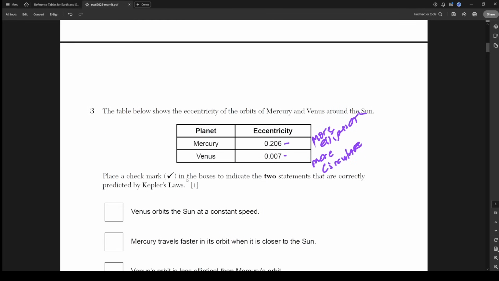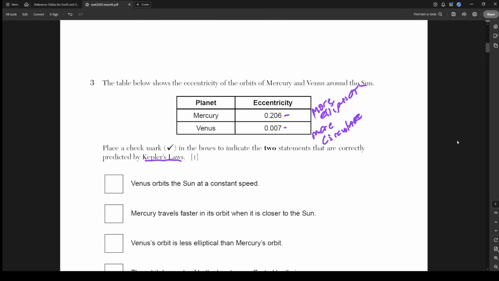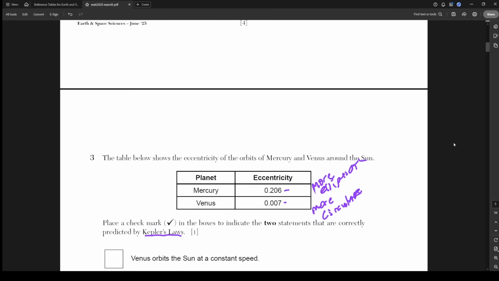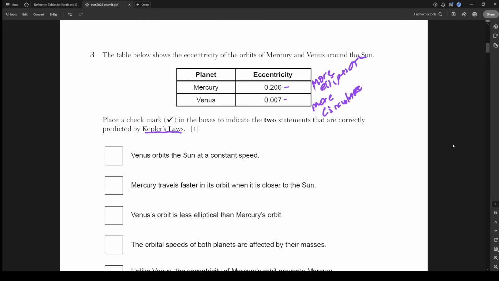Place a check mark in the boxes to indicate the 2 statements that are correctly predicted by Kepler's laws. Okay, so remember, Kepler has 3 laws. The first law is all planets travel in ellipses. The second law is that the planet gets faster as it approaches the sun, or the star at one of the foci, because gravity goes up, which means velocity goes up. And Kepler's third law is that the further the planet is away from the star, the longer it takes to go around.